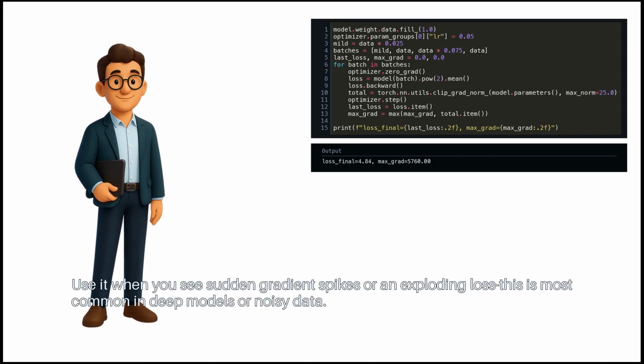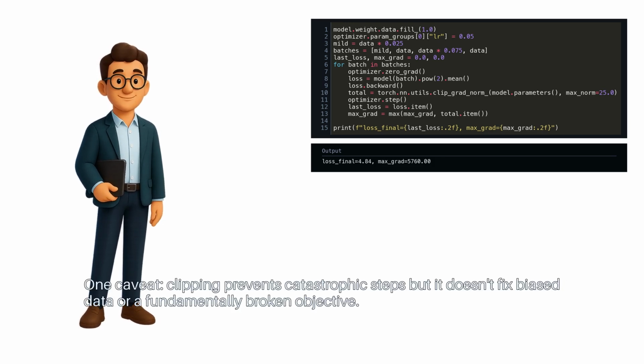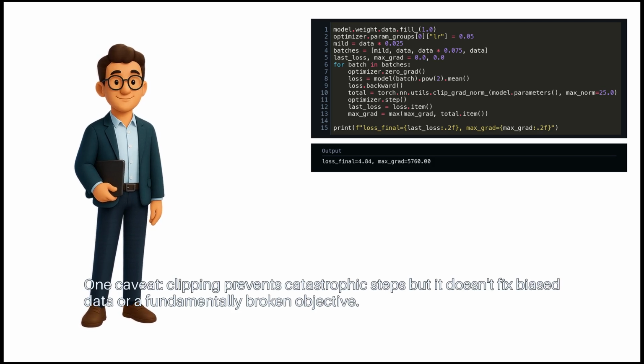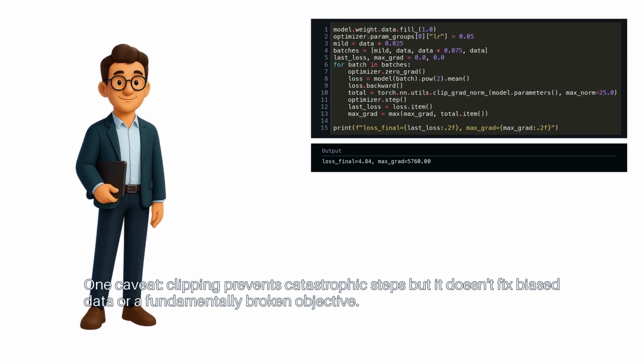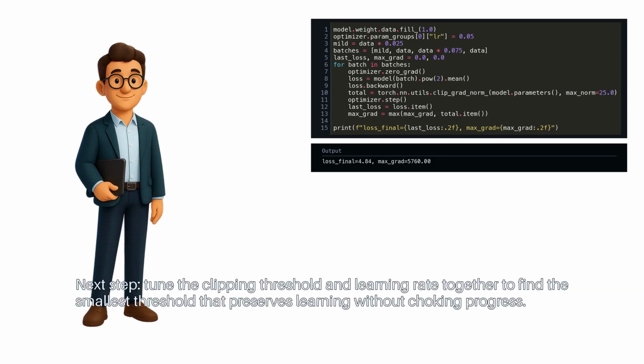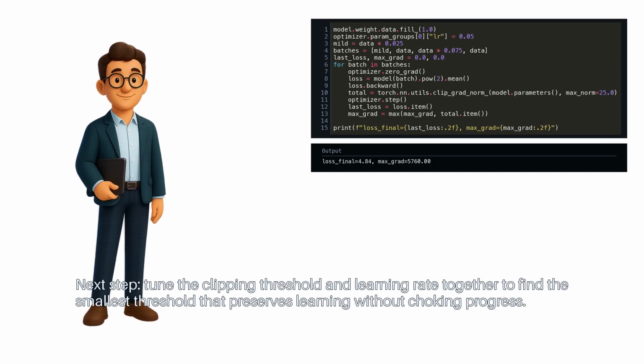Use it when you see sudden gradient spikes or an exploding loss. This is most common in deep models or noisy data. One caveat: clipping prevents catastrophic steps, but it doesn't fix biased data or a fundamentally broken objective. Next step: tune the clipping threshold and learning rate together to find the smallest threshold that preserves learning without choking progress.